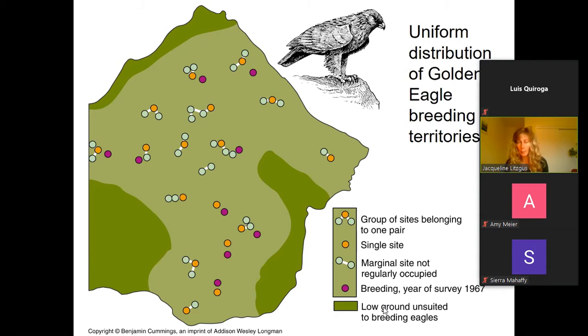And so this is an example of that idea, because when they're breeding, they're in territories and they're defending those spaces, which tends to lead to this equidistant distribution between individuals in the population.